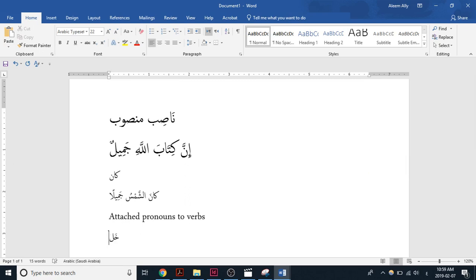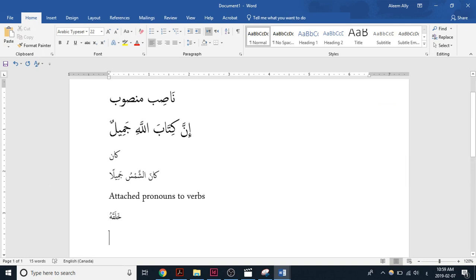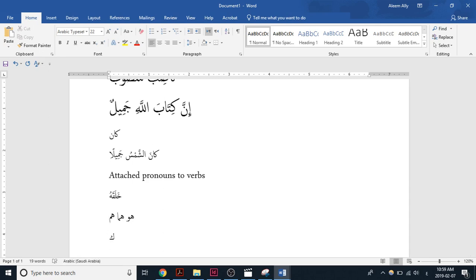So let's take a look at verbs. Khalaqahu. So if you remember, attached pronouns, when they're attached, they look a little bit different than the regular pronoun. So pronouns, when they're detached, it's like huwa, huma, hum, right? When it's attached, it becomes more like kitabuhu, kitabuhuma, right? And then kitabuhum, kitabuha, kitabuhuma, kitabuhunna. So that's how it works when it's attached to a noun.